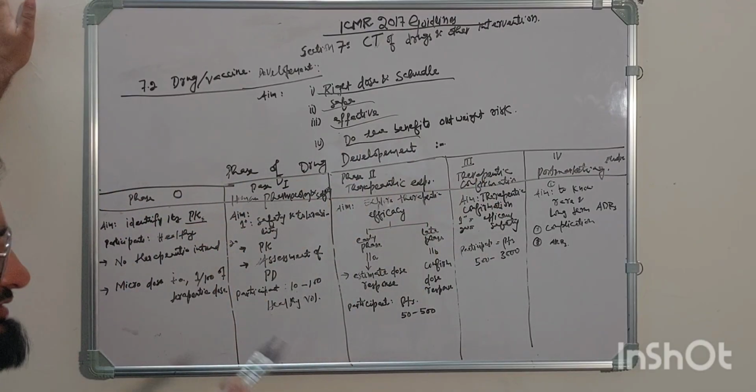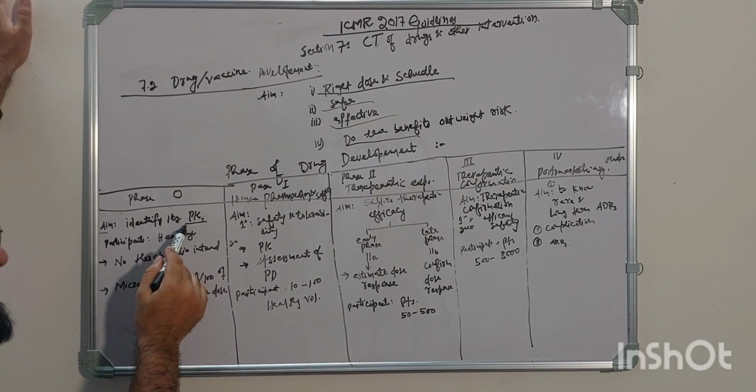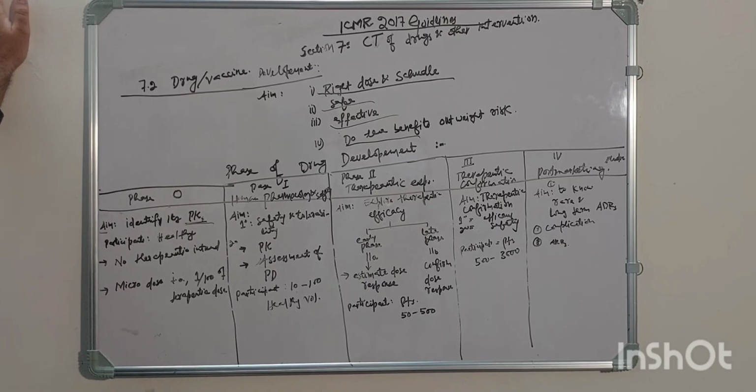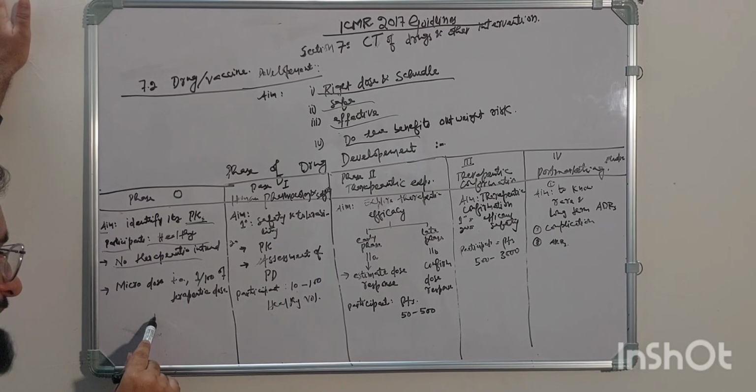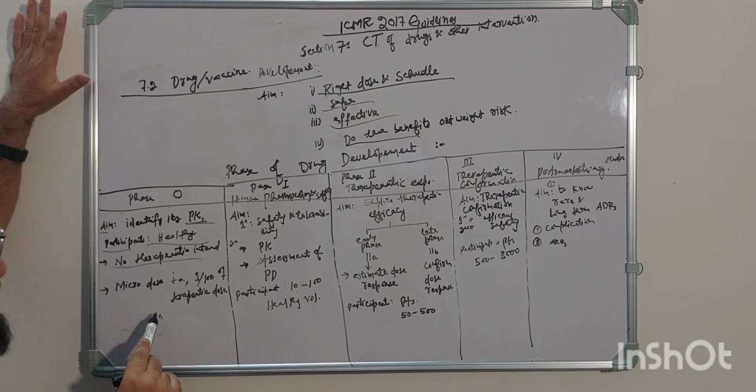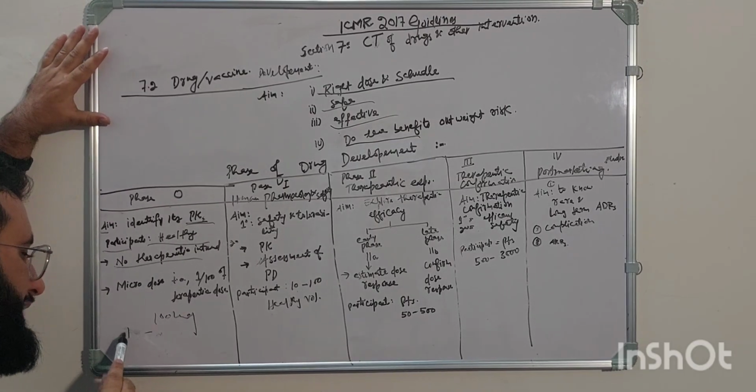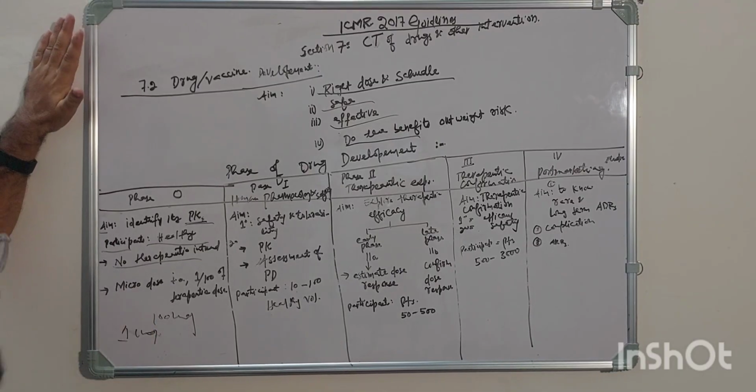Phase 0, we know it's microdosing. So the aim is to identify the PK. Participants are very few; they have not given any number. These are healthy participants, and they have mentioned that there is no therapeutic intention. We know this is microdosing because we are giving one hundredth of the therapeutic dose. For example, if the therapeutic dose of a drug is 100 mg, then we are giving 1 mg of it in this phase.